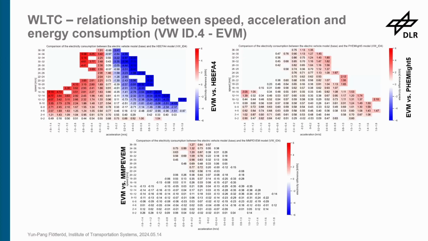So then here you can see another example with the VW ID.4 with EVM. And you can see that when the vehicle is getting heavier, the difference between the EVM and HBEFA 4's estimates is also more significant. That means HBEFA 4 will estimate more energy recovery at high deceleration and more energy consumption at high speed and high acceleration. And the other 2 plots remain almost the same as before.